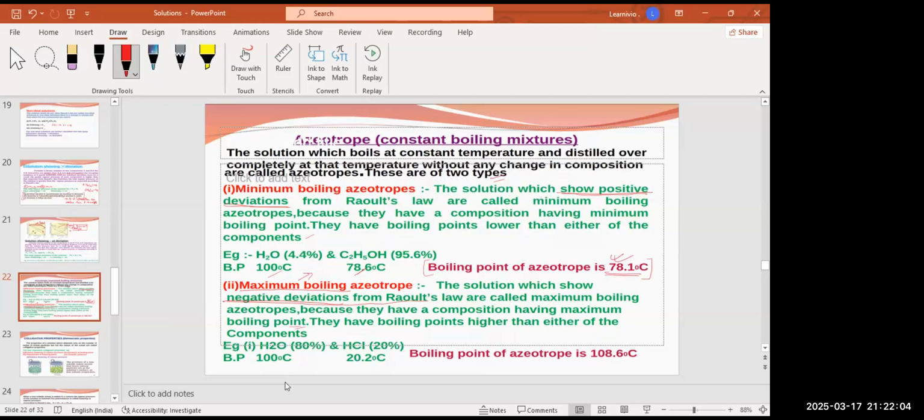Like for example, let's take an example of water and HCl, right? We are forming azeotropes of these components, water and HCl. So water is having a boiling point of 100 degrees Celsius, right? And for HCl, it is 20.2 degrees Celsius. But the boiling point of the resulting azeotropic mixture will be 108.6 degrees Celsius, which is higher than either of these components, right? So that's the example of maximum boiling azeotropes.